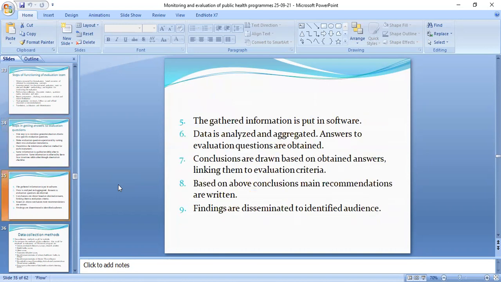The gathered information is put in software, data is analyzed and aggregated, answers to the evaluation questions are obtained, and conclusions are drawn based on obtained answers, linking them to evaluation criteria. Based on the above conclusions, main recommendations are written. Findings are disseminated to the identified audience.